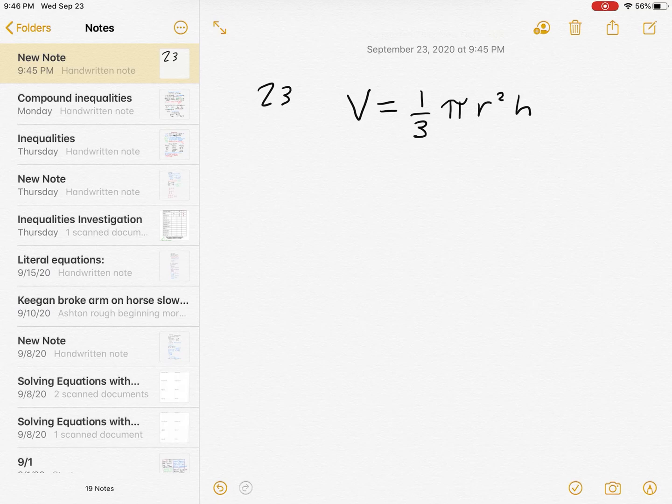So here we have number 23. This is the formula to find the volume of a cone. Notice it says volume equals 1/3 pi r squared h. Keep in mind r is going to be the radius and h is the height of the cone.